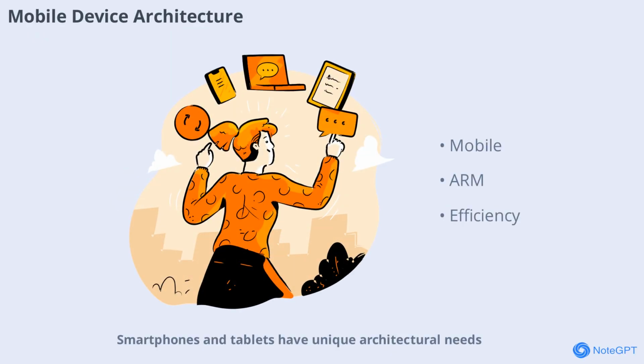Smartphones and tablets have unique architectural needs. They must balance performance, battery life, and compact size. Mobile processors often use ARM architecture, which is designed for efficiency and low power consumption, making it ideal for portable devices.